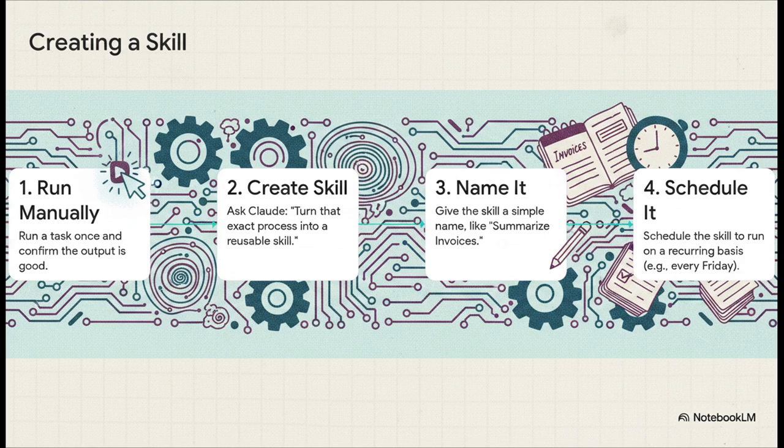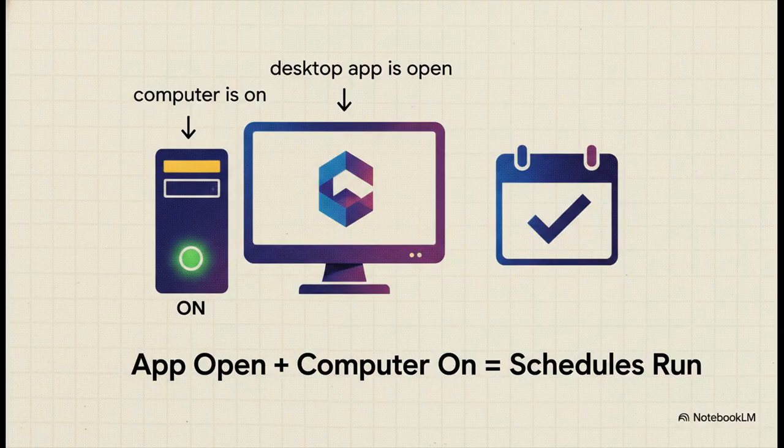That's the dream, right? Now, one really important heads up here, this is not a cloud service. For all your scheduled tasks to run, the desktop app has to be open and your computer needs to be on. It's a small detail, but it's crucial for making sure your automations actually happen when you expect them to.